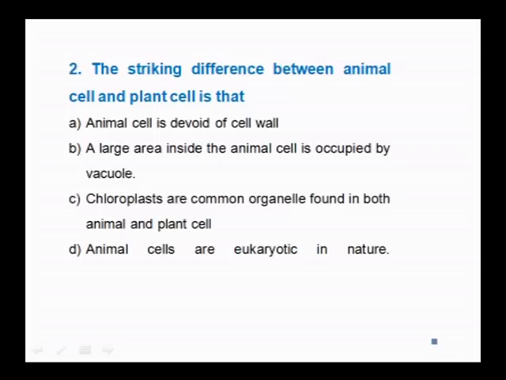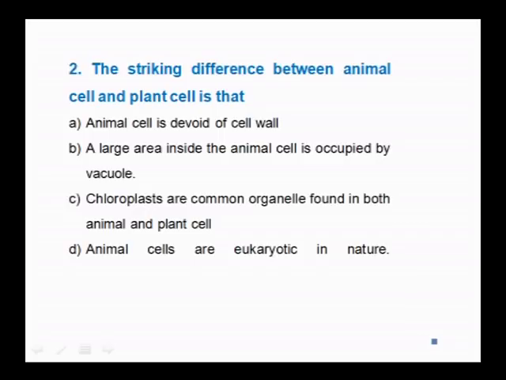Second question: the striking difference between animal cell and plant cell is that A. Animal cell is devoid of cell wall. B. A large area inside the animal cell is occupied by vacuole. C. Chloroplasts are common organelles found both in animal and plant cell. And D. Animal cells are eukaryotic in nature.